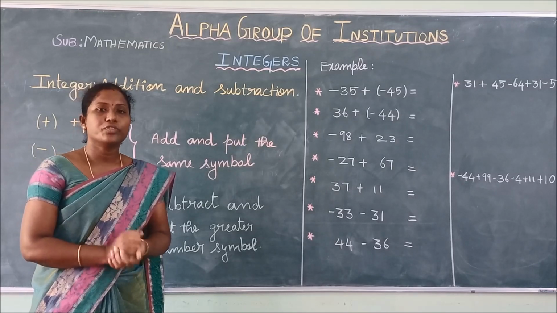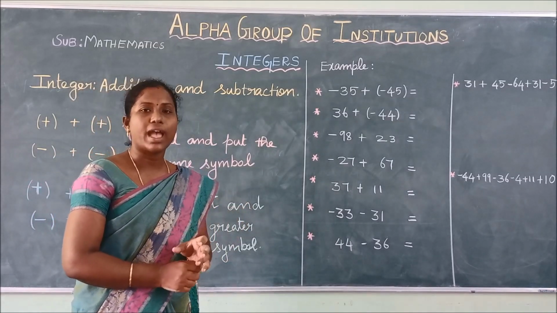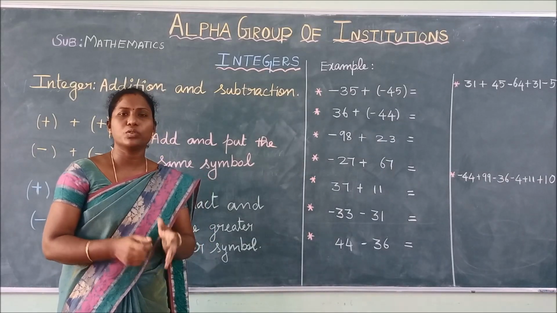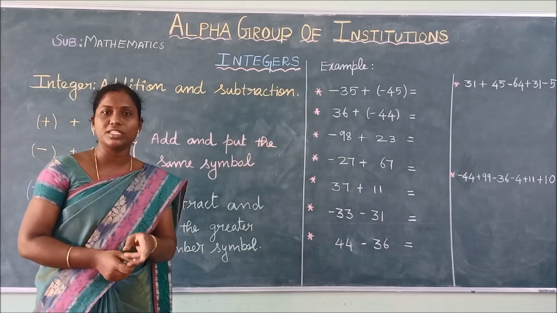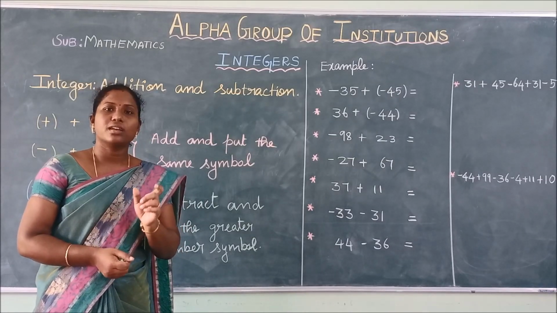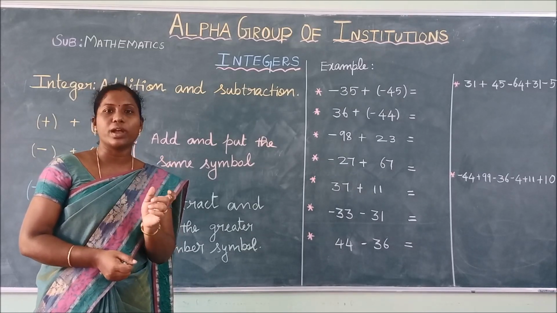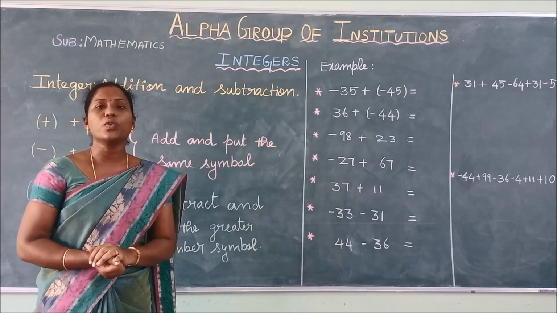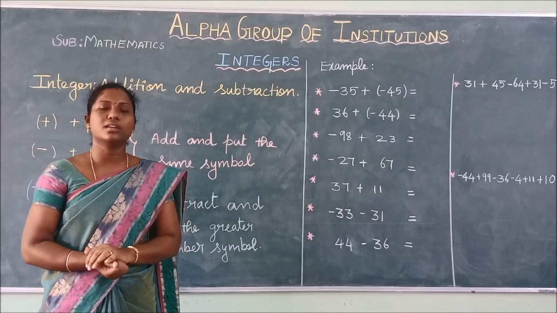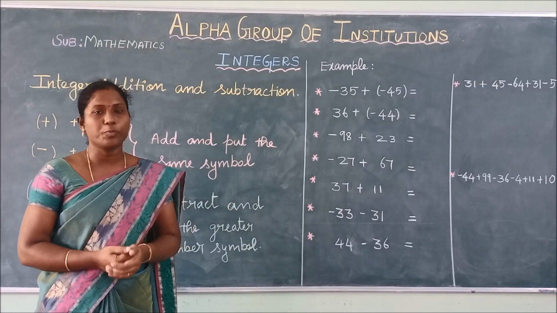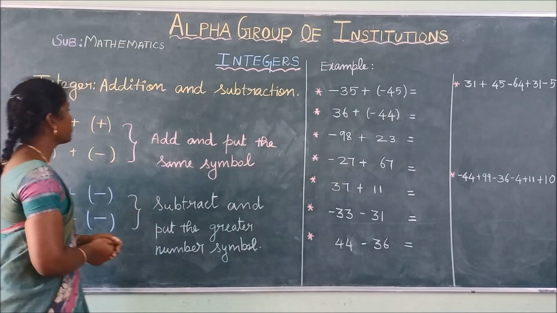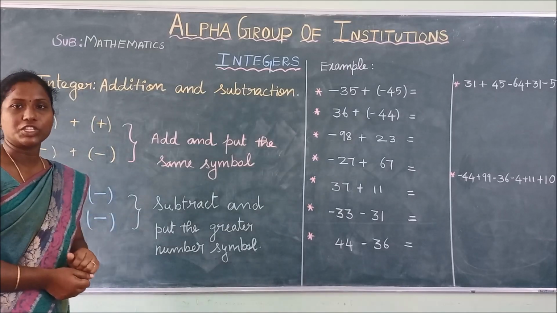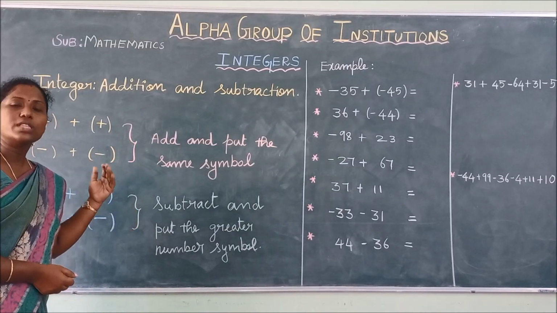Children, first we are going to see how to add and subtract integers. If you know the basic rules for adding or subtracting two integers, it is easy to solve the problems, because here the main role is played by the negative and positive signs. While adding and subtracting, the sign is very important. Let us see the rules first. See here, this rule is common for both addition and subtraction. You can use this rule for both addition and subtraction.